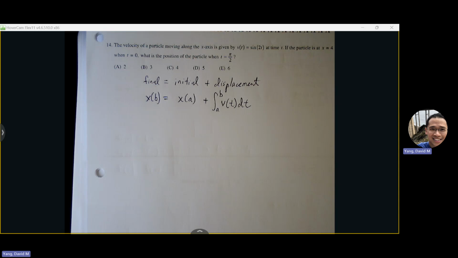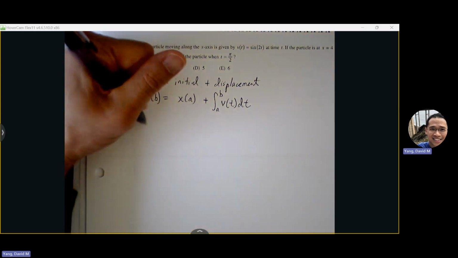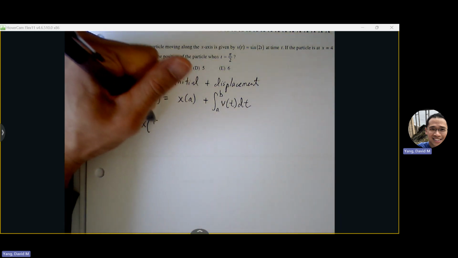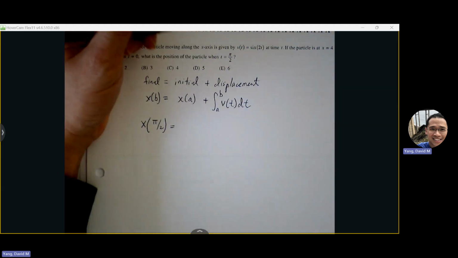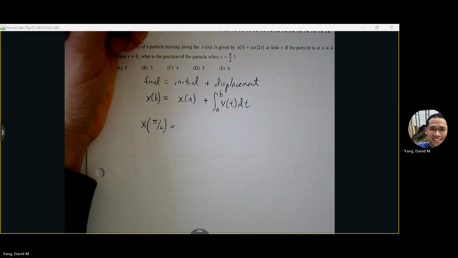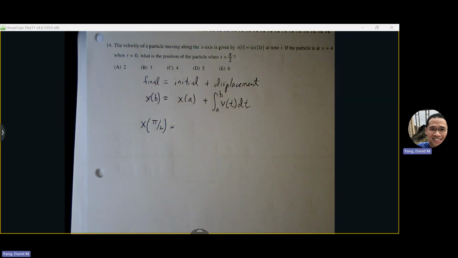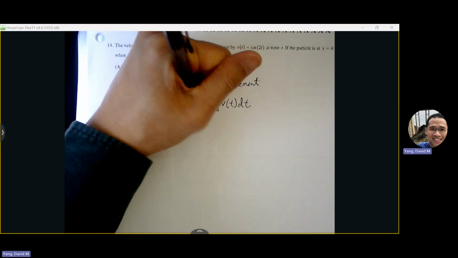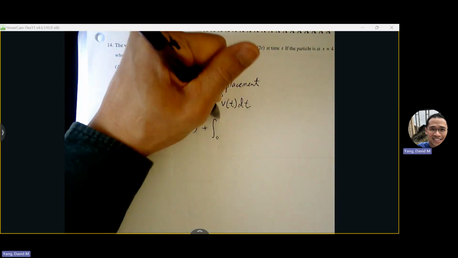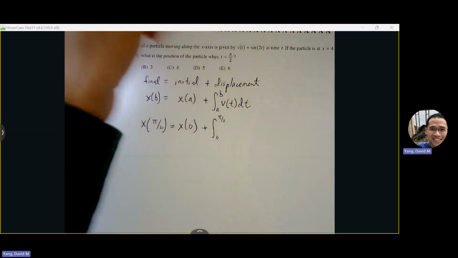I want to find the position of the particle when t equals pi over 2. So I'm looking for x of pi over 2. I know what x of 0 is because we know the particle is at 4. So we can replace that later. I'm going to write it as x of 0 first. And we got to bridge the gap from 0 to pi over 2 of v of t dt.